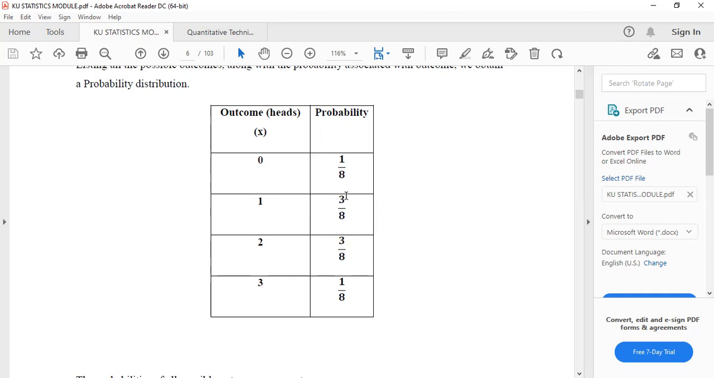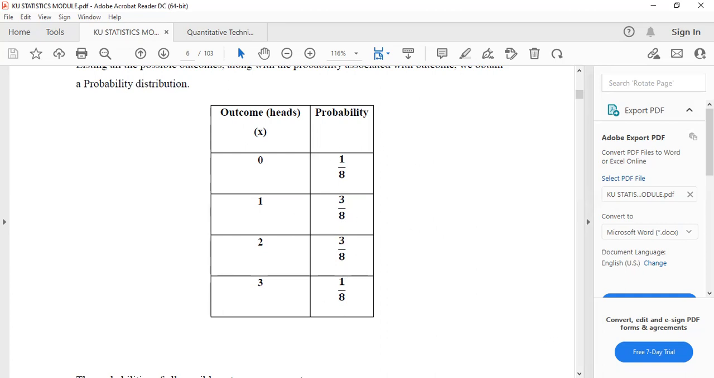The chance that I'm going to get 2 heads will be 3/8. So my expected outcome will be the outcome, which is 2, multiplied by the probability, which is 3/8. The chance that I'm going to get 3 heads is 1/8. Now, if you add these probabilities together, you're going to get a whole number, which is 1. That's why you say that probability is equal to 1. So our probabilities should total to 1.